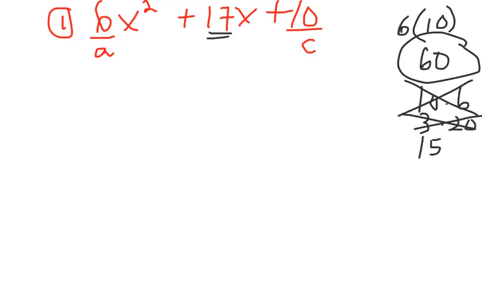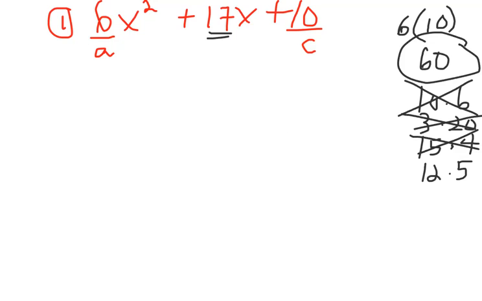15 and 4 multiply to give you 60, but 15 plus 4 doesn't give you 17. So you see, there were a whole bunch of factors there. You have to be really keen with the factoring in order to come up with these factors. 12 and 5, though, 12 times 5 is 60, and yes, 12 plus 5 gives you 17. So there are the factors that work.